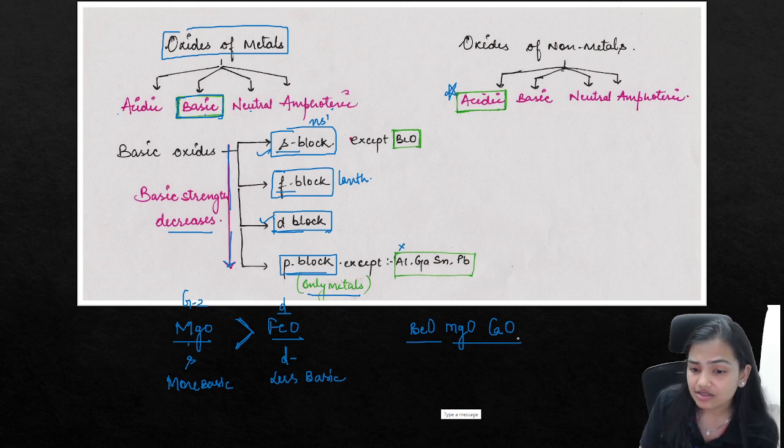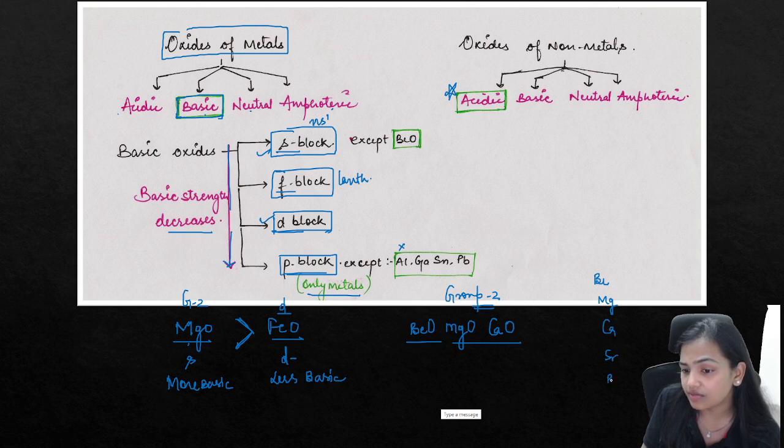They all come in group number 2, so they all belong to group number 2, that is Be, Mg, Ca, Sr, Ba. Okay, so they come in group number 2. So we can simply compare beryllium, magnesium and calcium.